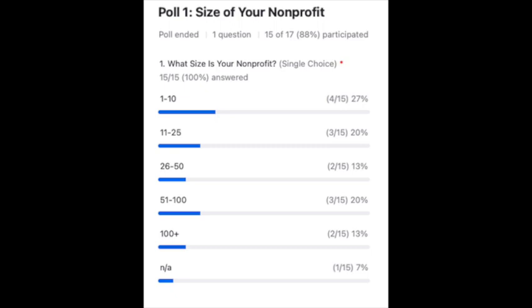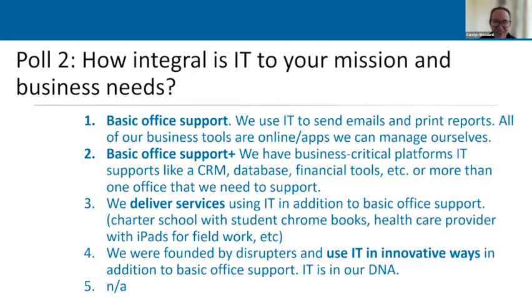And actually, we have another poll for you that I'm going to go ahead and launch, because in addition to how large you are, there could be different varieties across different sizes of organizations. So we also wanted to find out from you, how integral is IT to your mission and business needs? So Johan, would you mind reading again the questions that people can respond?